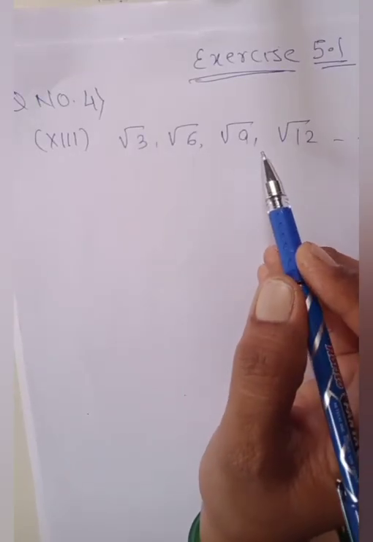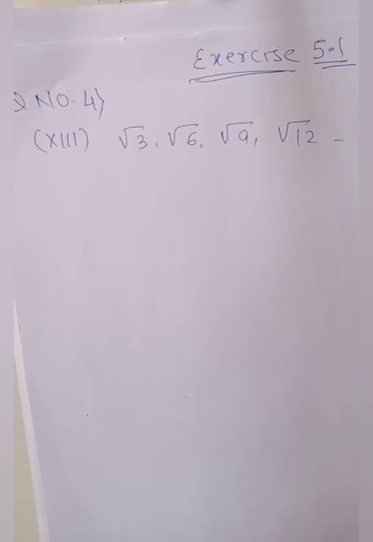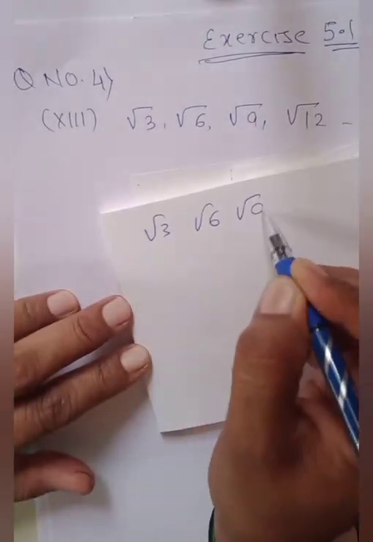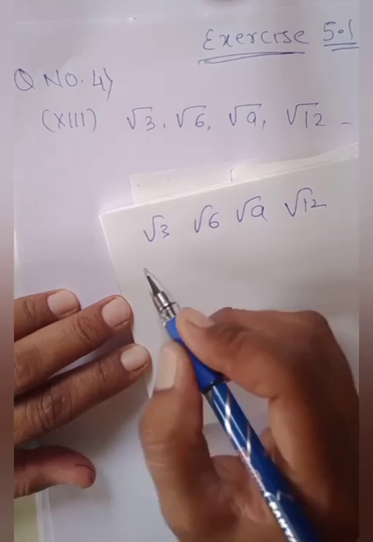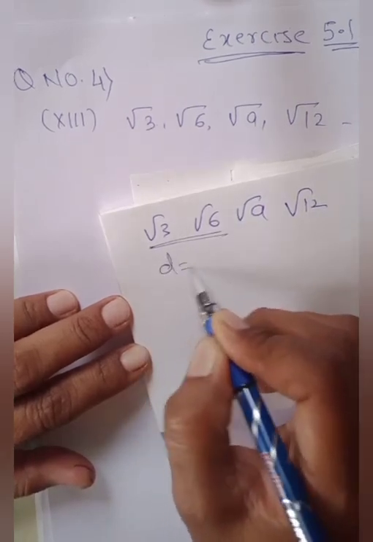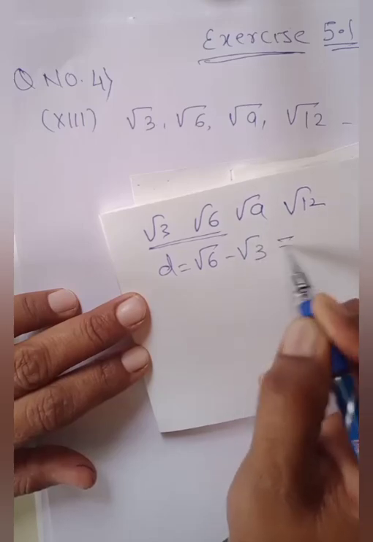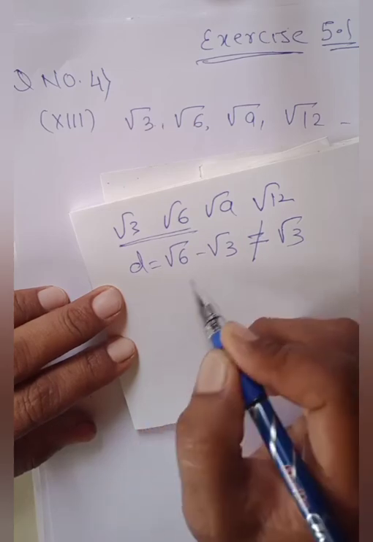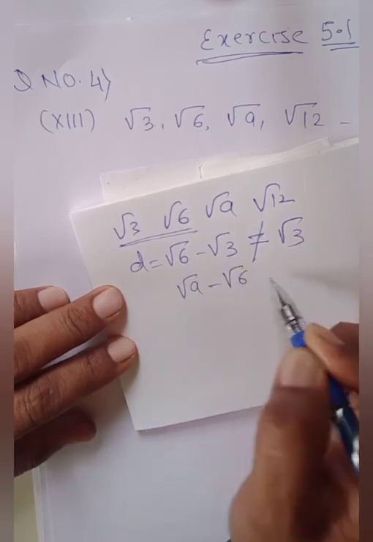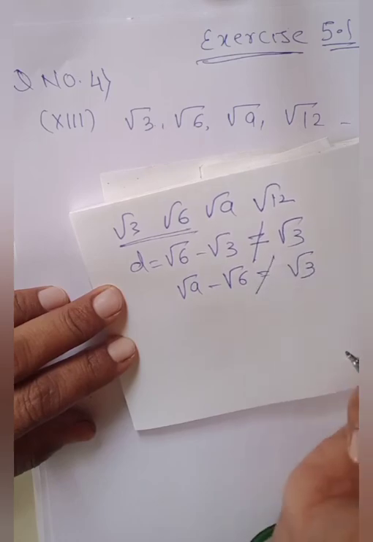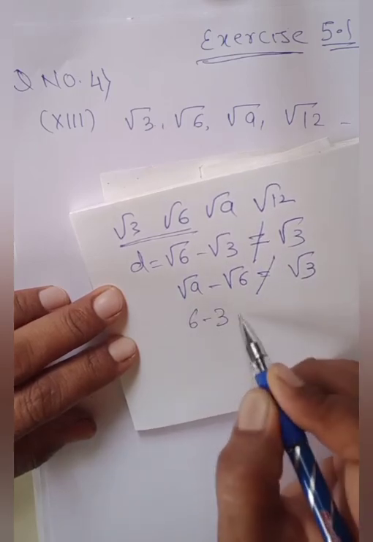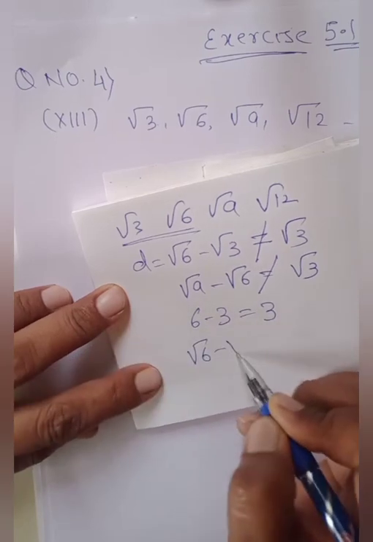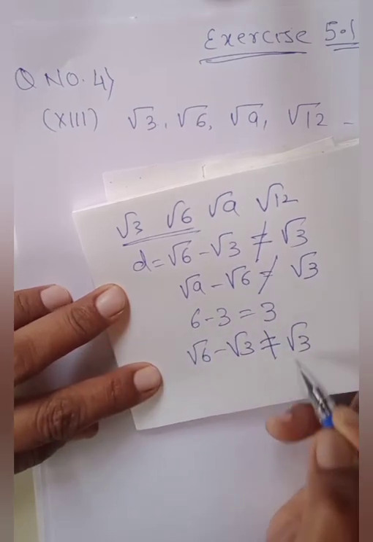The mistake the children make most of the time is this: when you have the terms as root 3, root 6, root 9 and root 12, while finding the difference between consecutive numbers, you write root 6 minus root 3. Students make the mistake of saying it is equal to root 3, which is not equal to root 3. And with the next one, root 9 minus root 6, once again they write root 3. It is also not root 3. See here, 6 minus 3 is equal to 3. Children, root 6 minus root 3 is not at all equal to root 3.